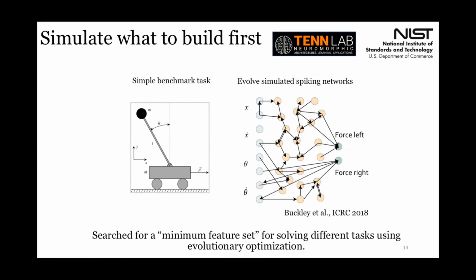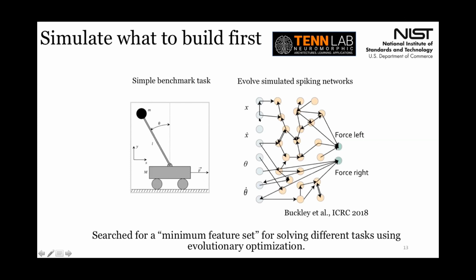With some collaborators at the University of Tennessee and Oak Ridge National Lab, we came up with some simple benchmark tasks. The idea is that we test out different models of our hardware with varying levels of complexity to see if we can build networks to solve those simple tasks, and what is the minimum feature set that we need in order to solve those different tasks. An example of a benchmark task that we were trying to solve is balancing an inverted pendulum on a cart, so the network can move the cart either left or right to balance the pole.